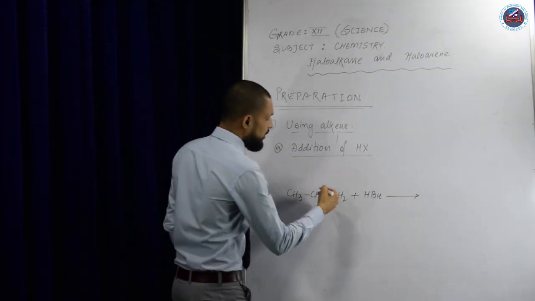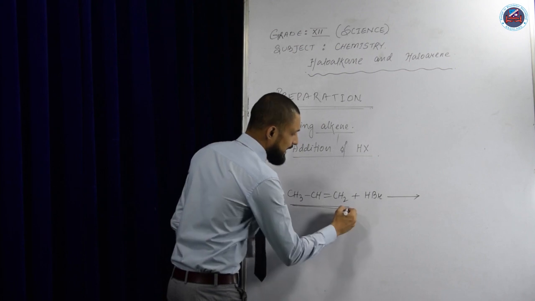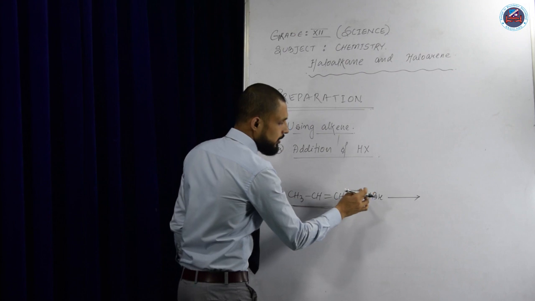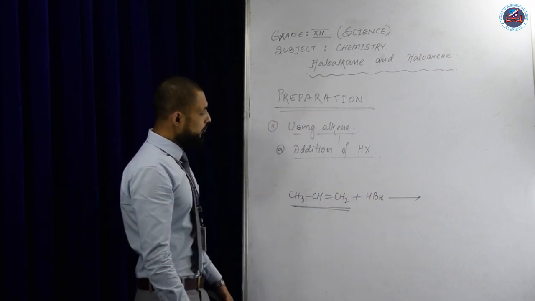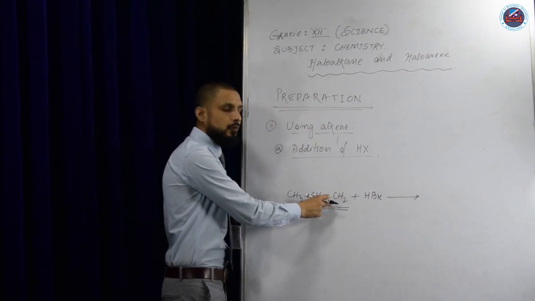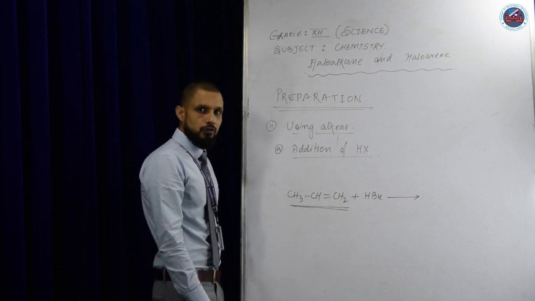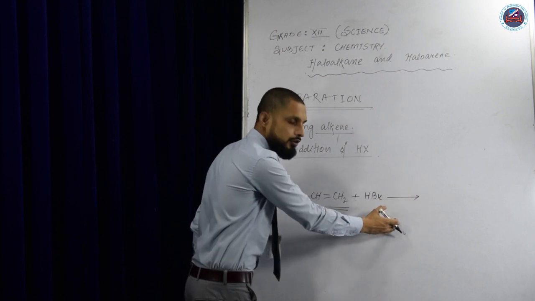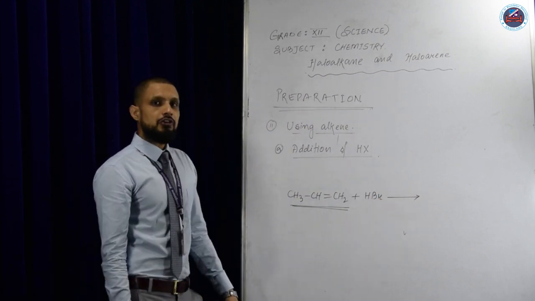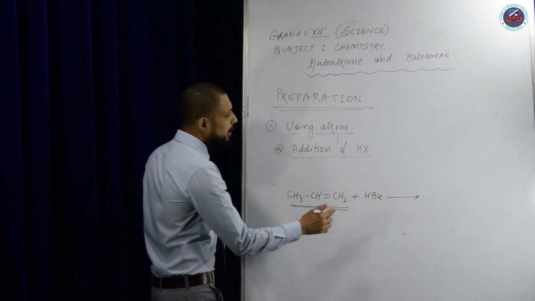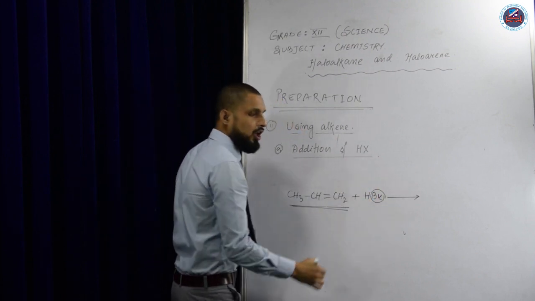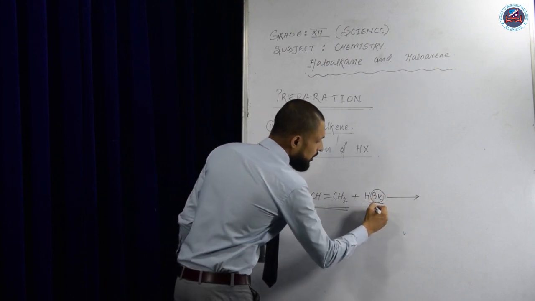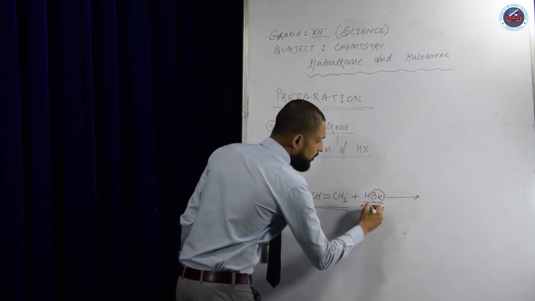So let us take the example for an unsymmetrical alkene. So this is an unsymmetrical alkene. We'll be adding this halogen acid to it, that is HBr. Now here, since it is an unsymmetrical alkene, we are going to follow Markovnikov rule. Now why Markovnikov rule? Because we are not using peroxide here. So according to Markovnikov rule, the negative part of the molecule to be added, so if we see HBr, the negative part will be Br and positive part will be H.